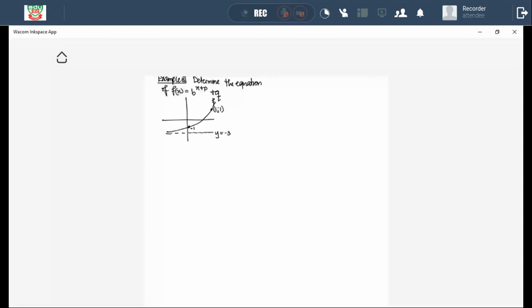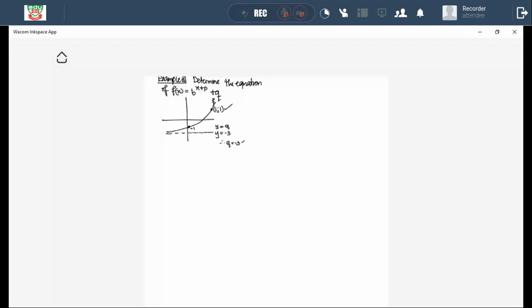This is an exponential function. How many parameters do I have? How many unknowns do I have? There is b, there is p, and there is q. So there are three unknowns. Since there are three unknowns, I'm supposed to identify three facts on the graph. The first one is basically the asymptote, which is y equal to q. If y is equal to q, therefore q is equal to -3. I've deduced the first aspect.